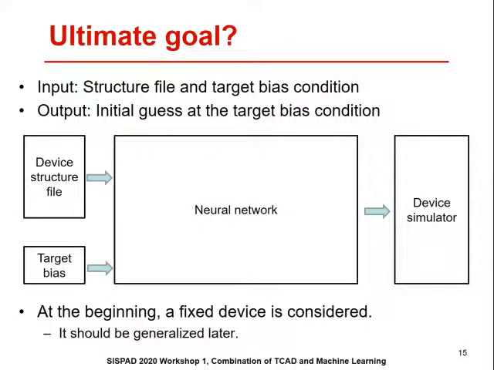Now, our ultimate goal is as follows. The structure file and the target bias condition are used as input parameters. From these input parameters, the neural network generates a good initial guess at the target bias condition. Then, the conventional device simulator takes this initial guess to start the simulation. Of course, this is our ultimate goal. At the beginning, a fixed bias is considered. It should be generalized later.